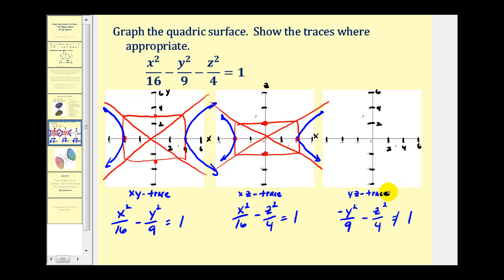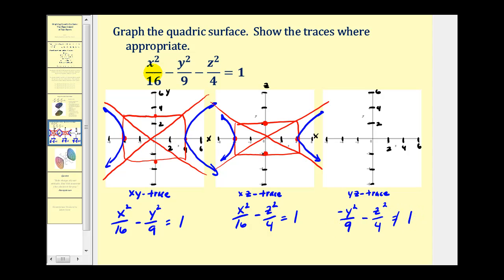So now we're stuck with a little bit of a dilemma. We do want to have some form of a trace. We know there should be an elliptical trace. It just won't occur in the yz plane, but it will occur in a plane that's parallel to this plane. What I mean by that is, if this was equal to negative 1, we would be okay because then we could multiply everything by negative 1, and then we would graph an ellipse as we normally would expect.